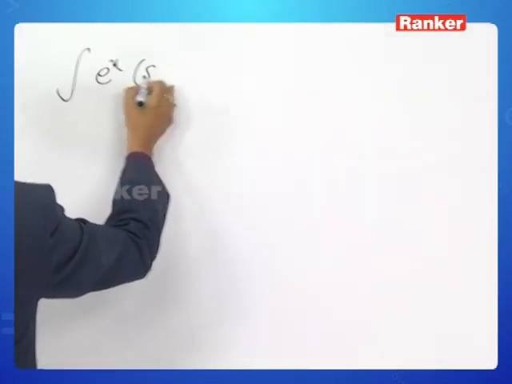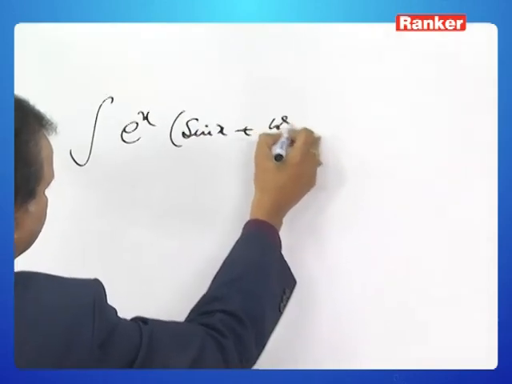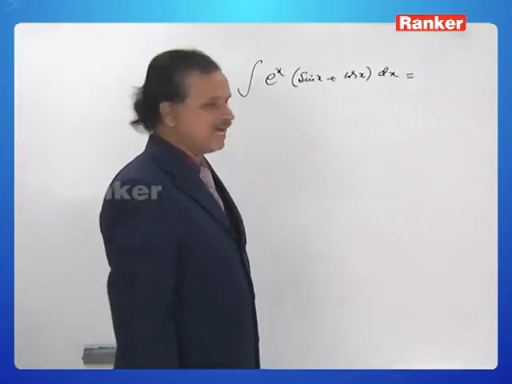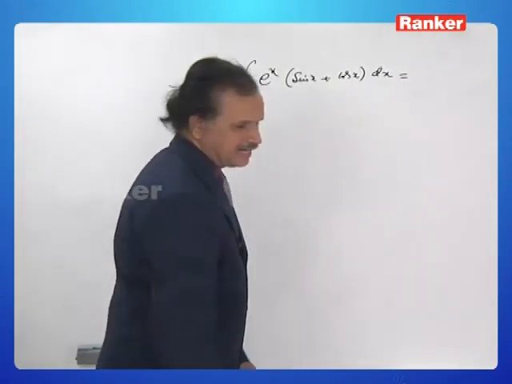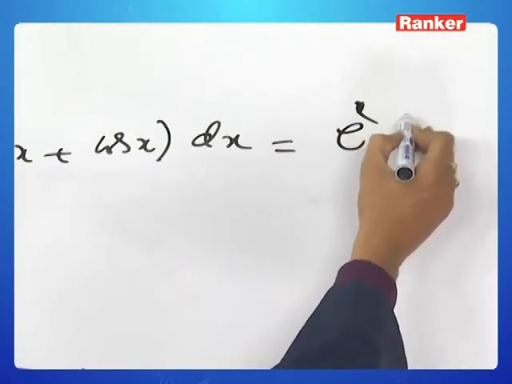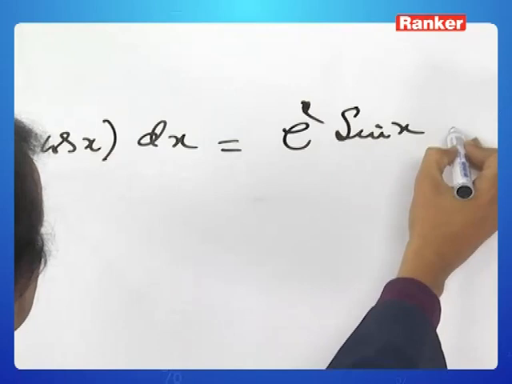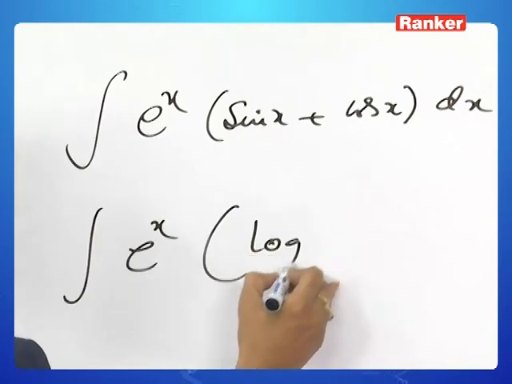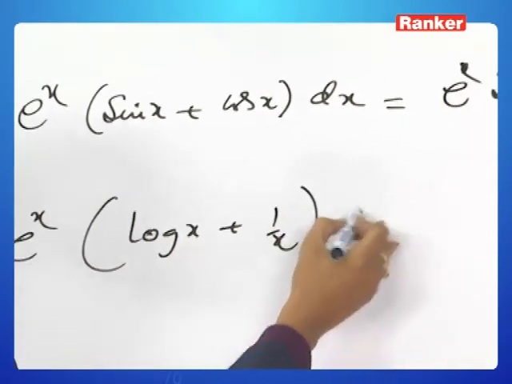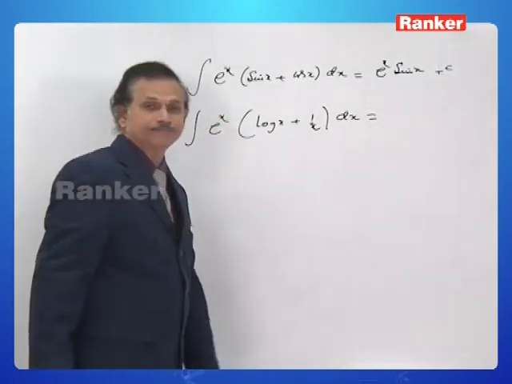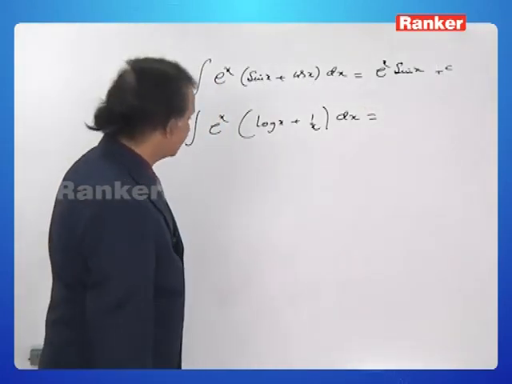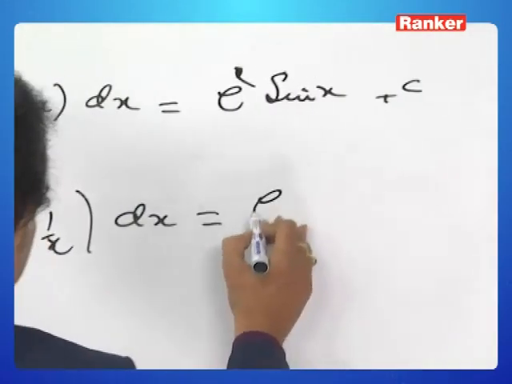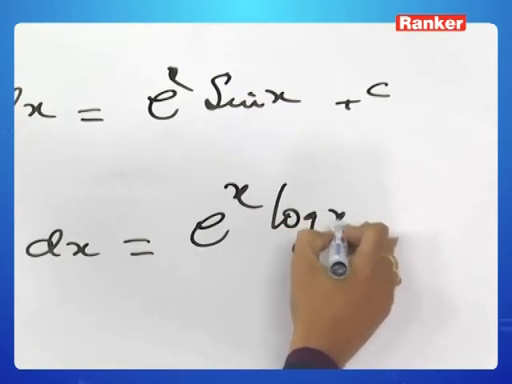Integral of e power x into sin x plus cos x. One can easily read out the answer. This is f of x and that is f dash x. So the answer is e power x into sin x plus c. Integral of log x plus 1 by x. Come on. Log x plus 1 by x. This is f of x and this is f dash x. It's very simple. So the answer is e power x into f of x, that is e power x into log x.